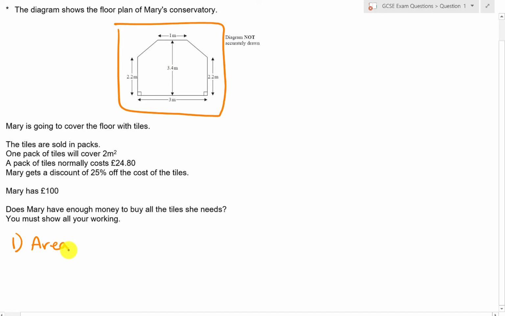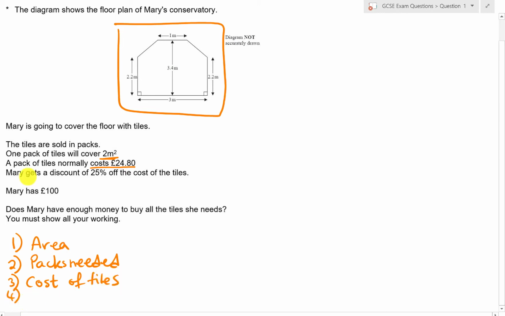Secondly, the information given is the tiles are sold in packs. Okay, so therefore we need to find out the number of packs that we need. Packs needed. Let's see what we need to find next. 1 pack of tiles will cover 2 meters squared. Okay, we need that information later. A pack of tiles normally costs £24.80, so we need to find out the total cost of tiles.